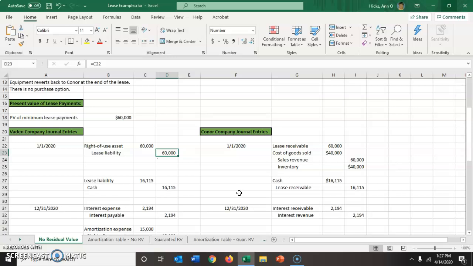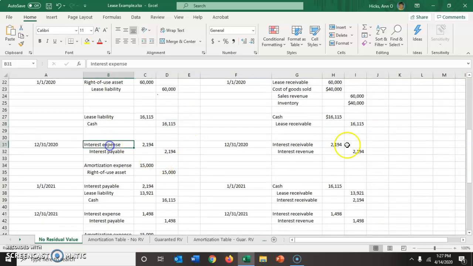Now, remembering that we make our payments at the beginning of the period, the first payment for $16,115 is made on that same day. So right after we record the asset and the liability, we're going to debit lease liability and credit cash for the first payment. Notice there is no interest associated with this payment because no time has passed as of yet. End of the year rolls around, we are going to record interest for the year 2020.